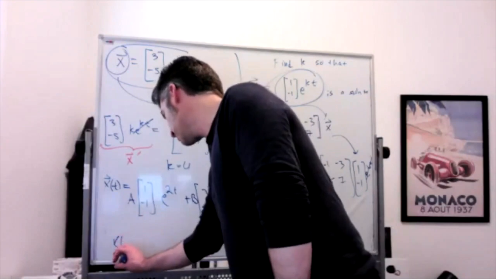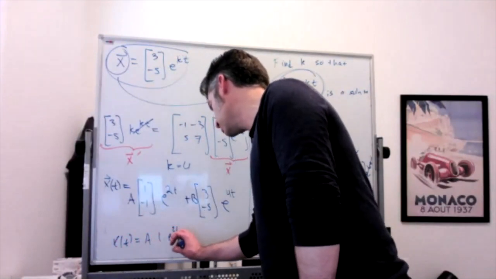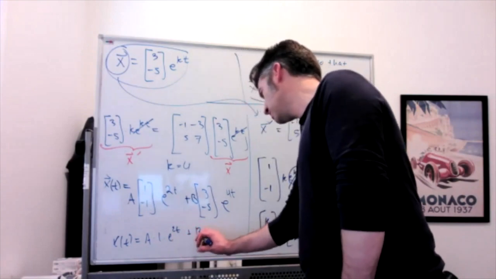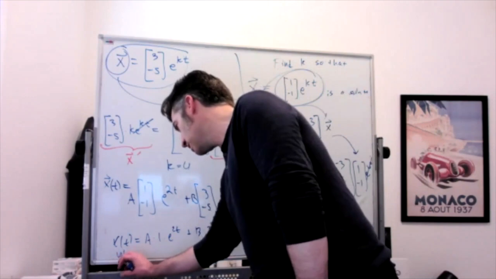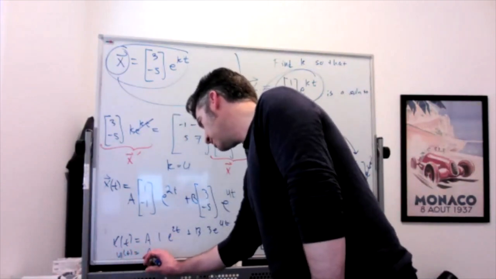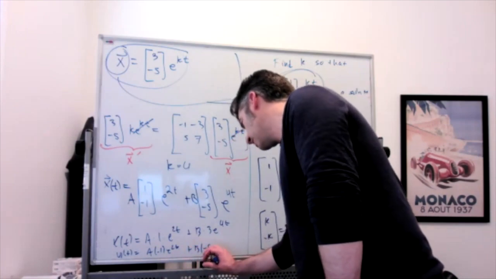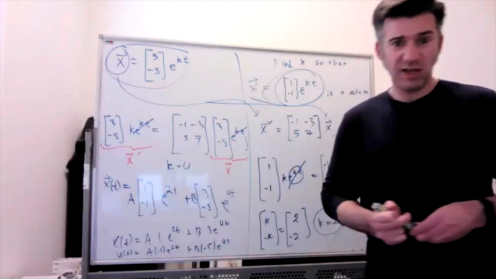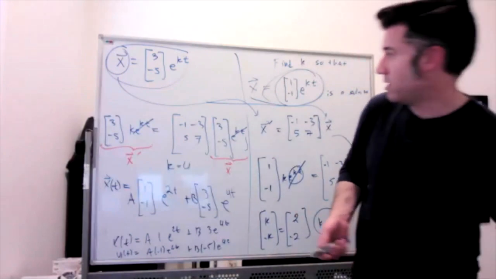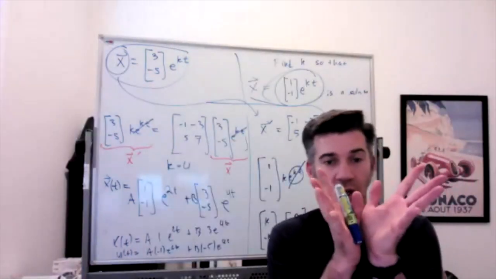So we would say here that, and this is where the notation is terrible, x of t would be a times 1 times e to the 2t plus b times 3 times e to the 4t. And y of t would be a times negative 1 times e to the 2t plus b times negative 5 times e to the 4t. And just like in the previous example, both of the eigenvalues are positive, meaning everything is shooting away from the origin.